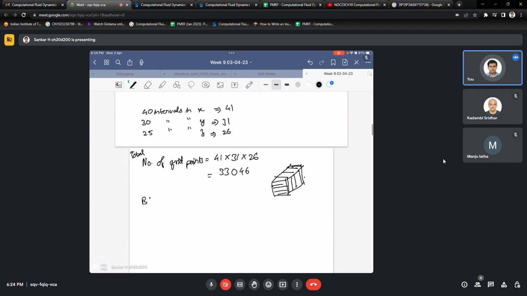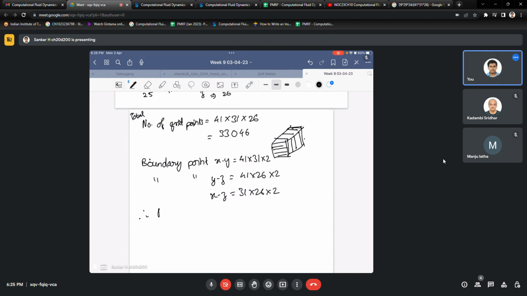Therefore, boundary points in the xy direction should be equal to 41 times 31 times 2, boundary points in the yz direction will be 41 times 26 times 2, and xz will be, sorry, 31 times 26 times 2.